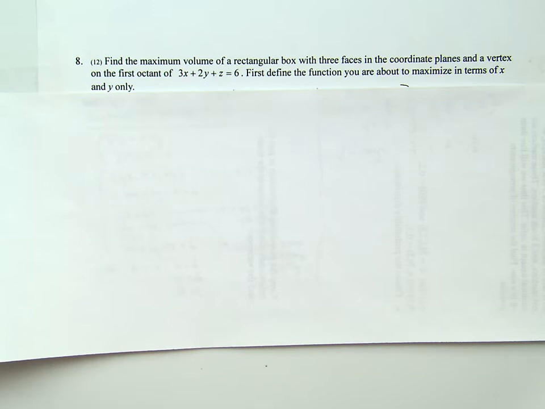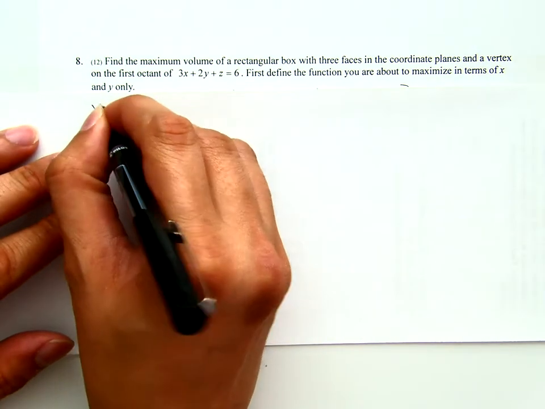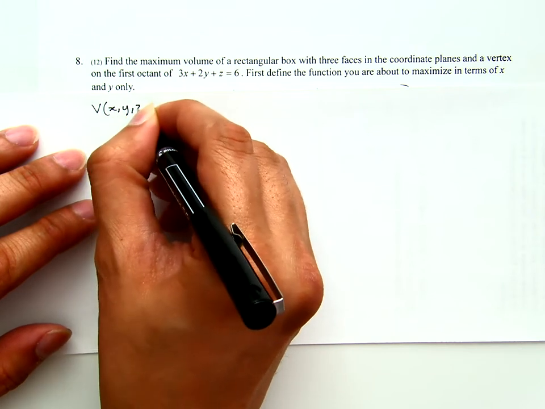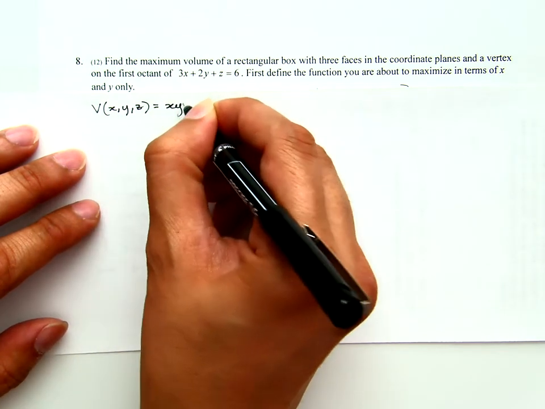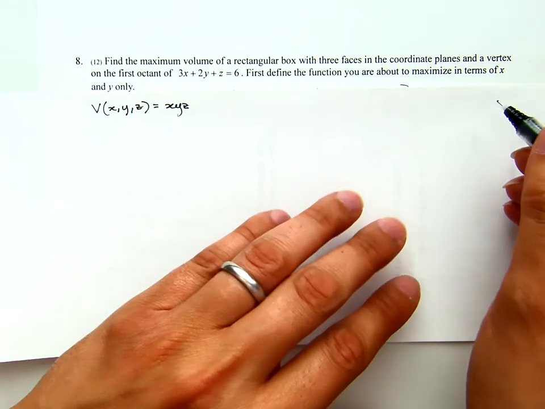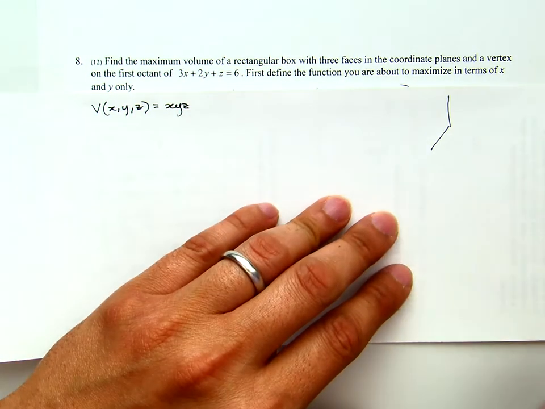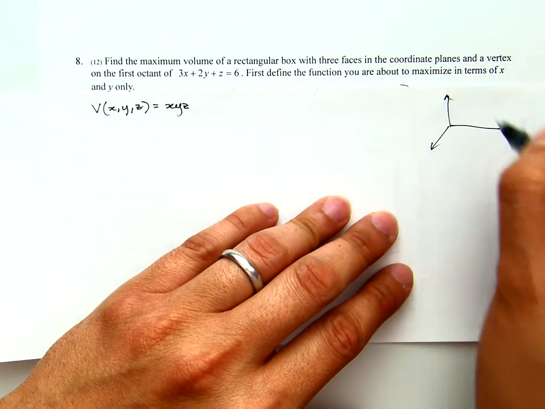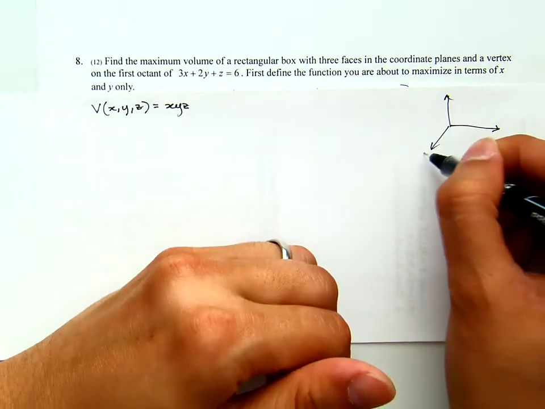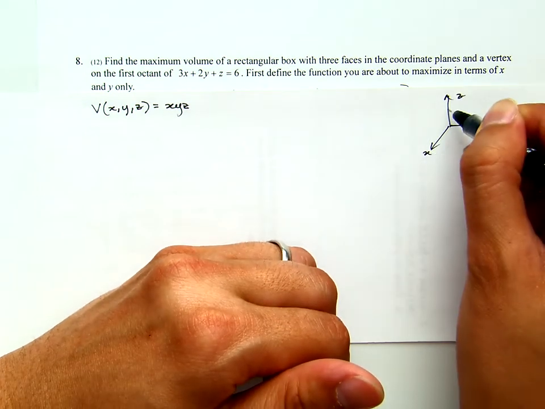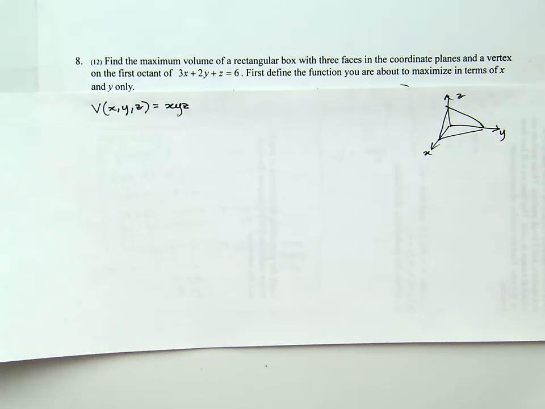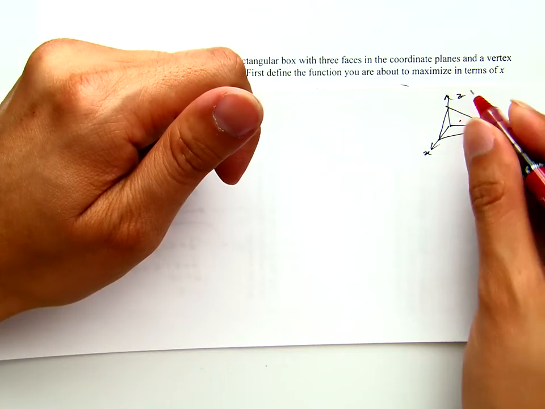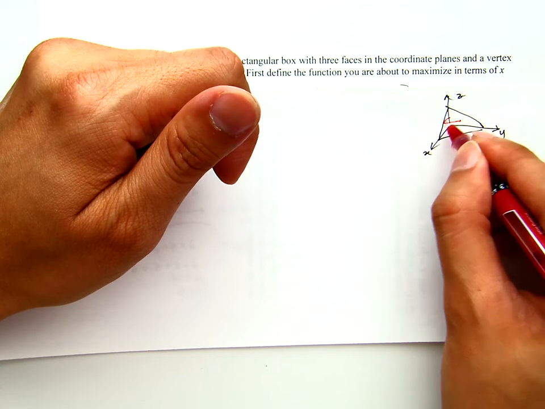First, we need to define the function we are about to maximize in terms of x and y only. What do we want to maximize? We want to maximize the volume. The volume in terms of x, y, z will be xyz. Let's take a look at what we are trying to do here. Let's say this is the first octant. This is x, y, z, and you have a plane. Now you want to find a point on that plane that later on gives you the box.